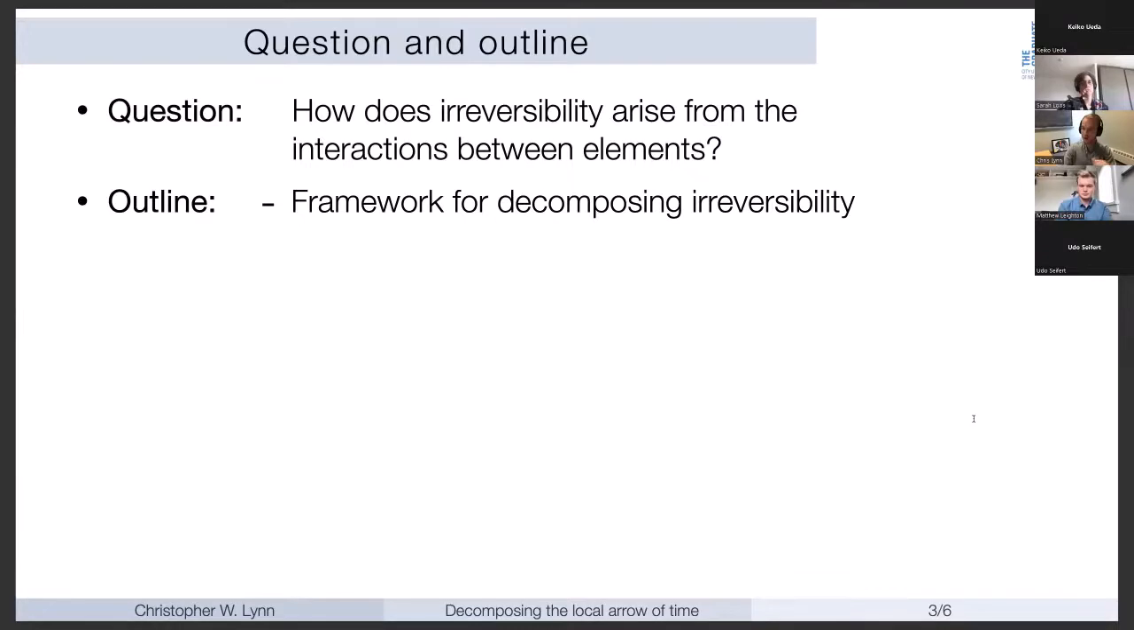So just a quick outline, what we're going to do is we're going to try to quickly build a framework for answering this question. And then we're going to, at the very end, try to apply this framework to actual data of collective neuronal spiking in the retina.